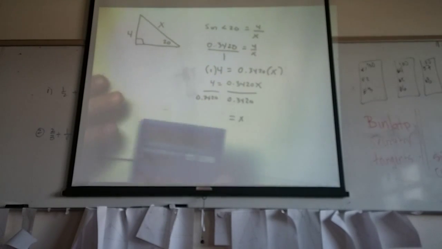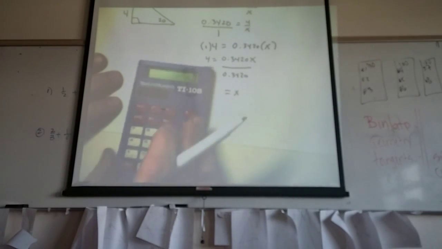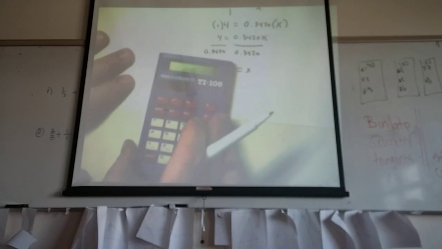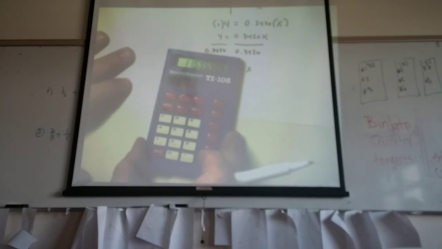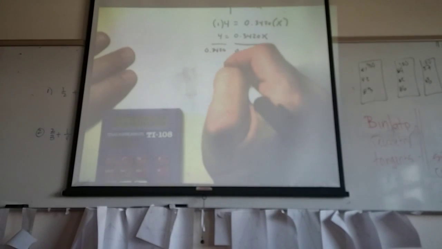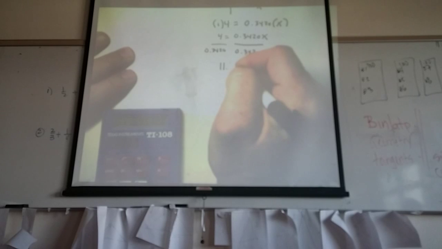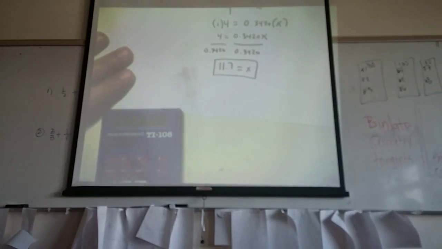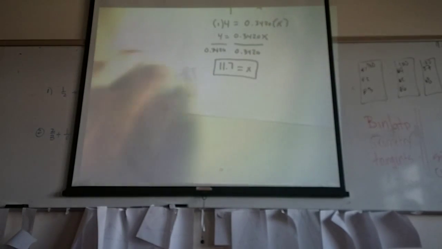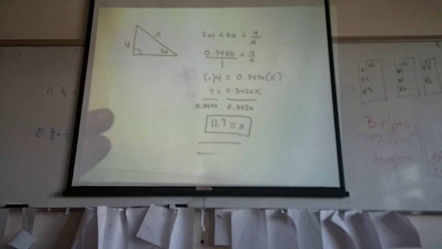So just in case I make a mistake, you can catch it. So this would be 4 divided by 0.3420, and the answer is 11.7, or 11.69, but 11.7 equals x. Okay? And that's how you use sine to solve the problems.